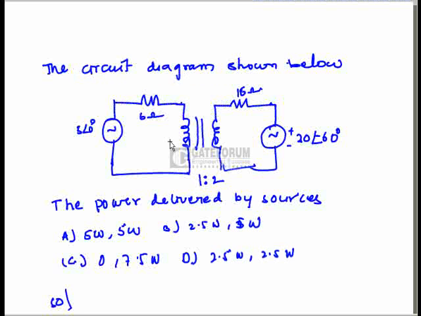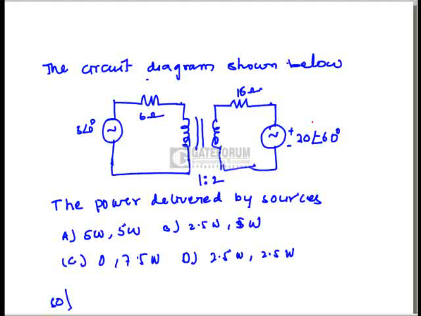Here the question is, the circuit diagram is shown below, and this is basically a network question combined with a transformer. Now he is asking for the power delivered by the two sources. So the network consists of two sources here. One is 5 at an angle 0 degree source, and another is 20 at an angle minus 60 degrees source. Now we have to solve for the power delivered by the two sources.